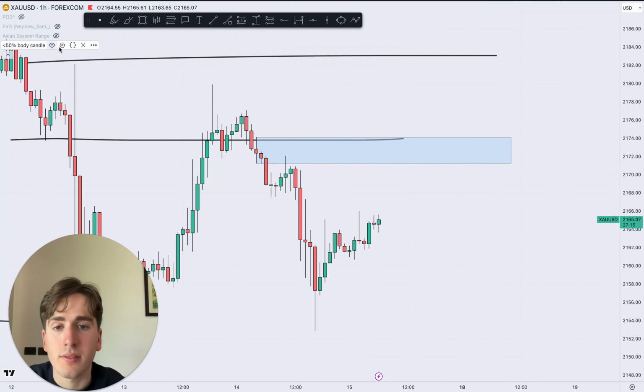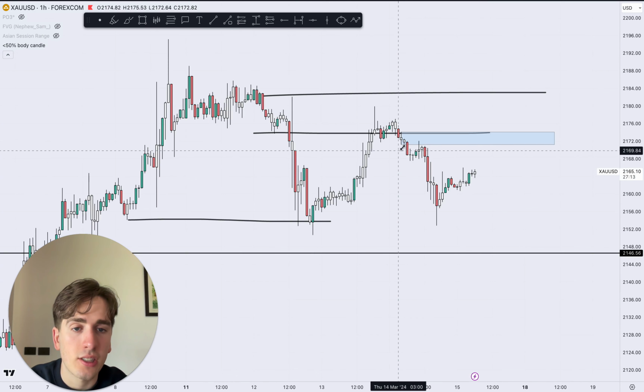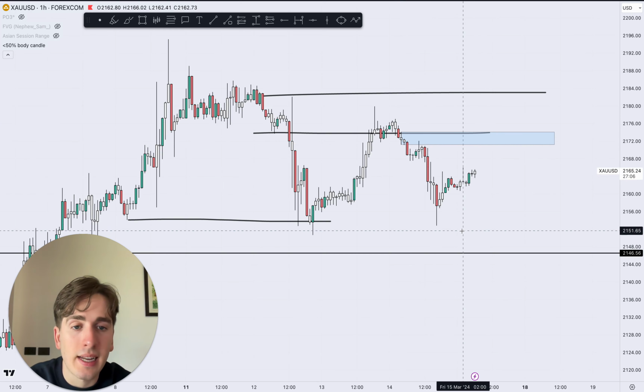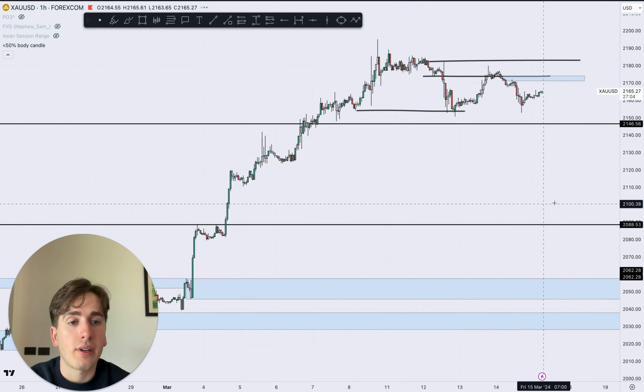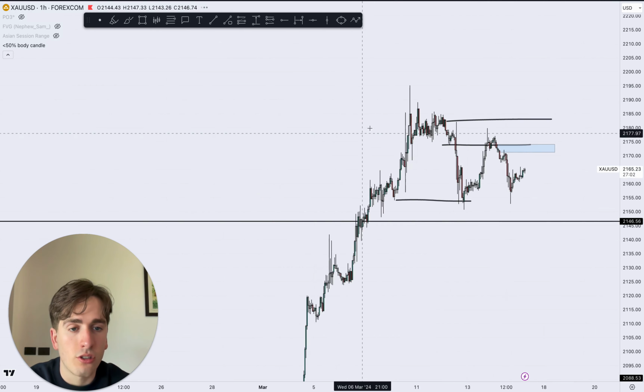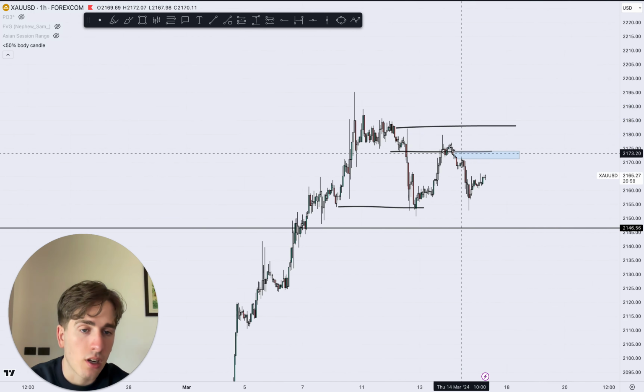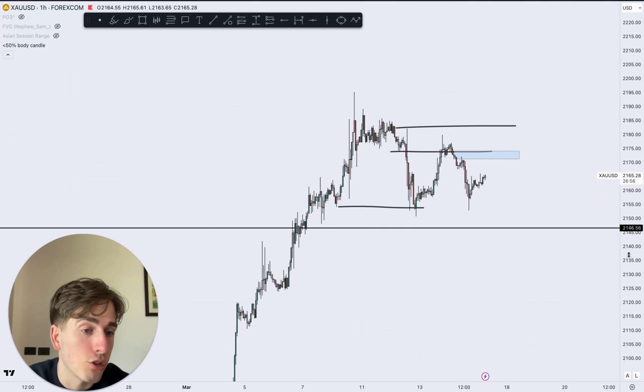I had the 50% body candle indicator drawn in, and as you can see, we pulled back beautifully towards that 50% body candle, towards that imbalance, and from there we continued down lower. So that was the overall trade here on gold. Now we're starting to consolidate and move sideways, but this was the initial trade that you could have or should have taken.